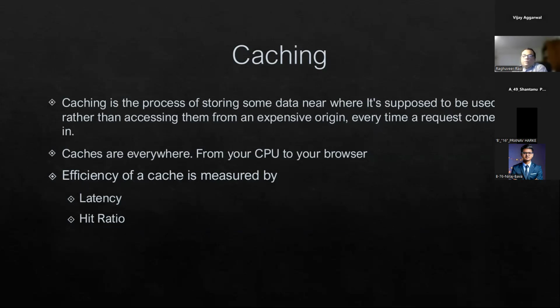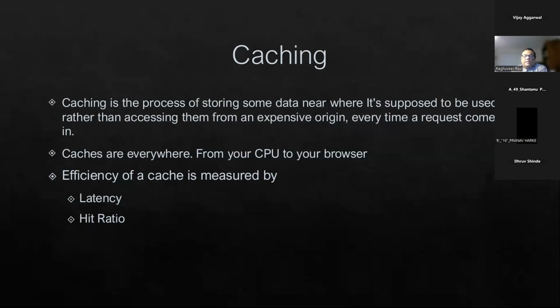You also have caches on your browser. If you have images and things like that, your browser will cache them locally rather than going back to the server to get that data. So if the caching is near, you will be able to get your best performance out of it. There are two things which you use to measure the performance of a cache. Latency is the time it takes for you to fetch the data, and hit ratio is the number of times you find the data in the cache rather than going back to the backend.